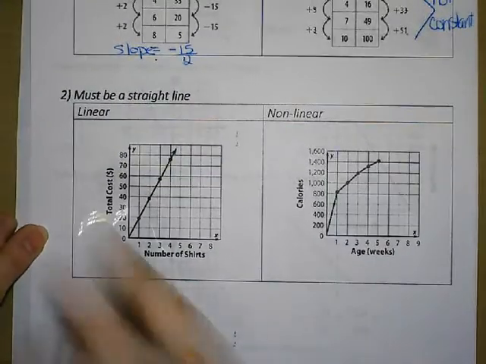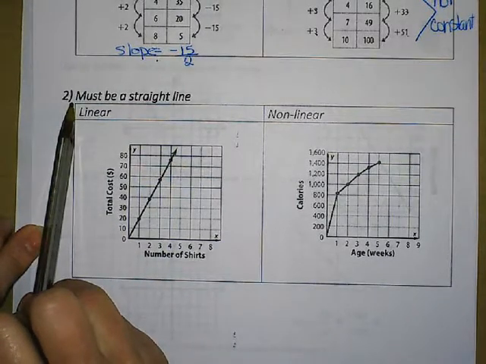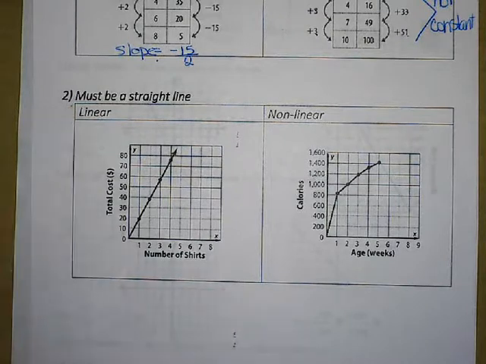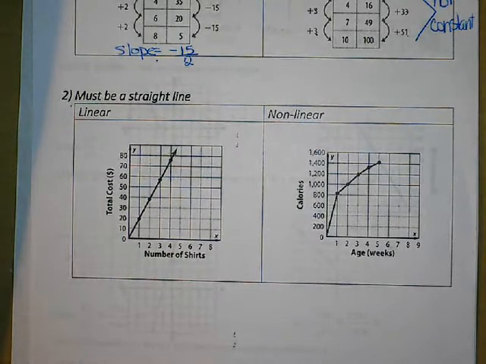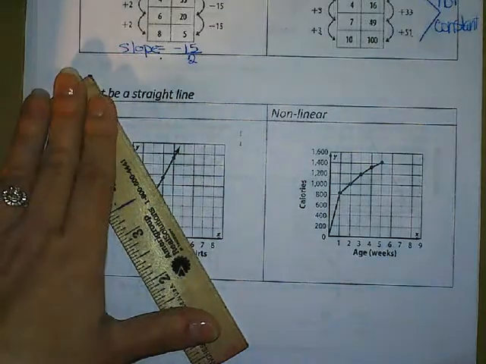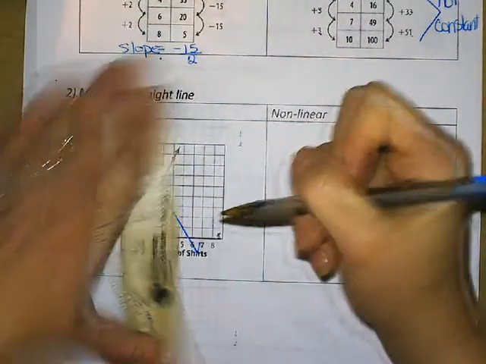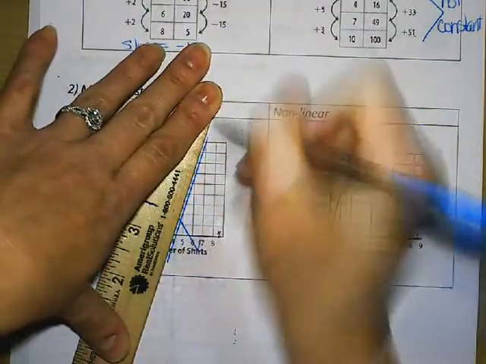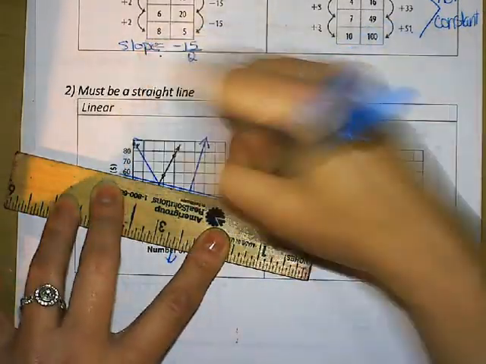The second thing a linear relationship has to be is a straight line. It can be any straight line. I could draw any straight line through this graph, and as long as it is straight, they are all linear relationships.